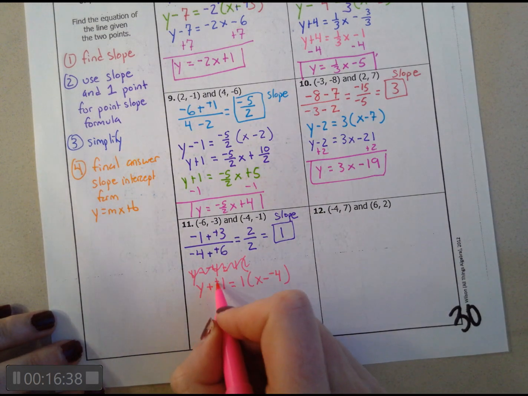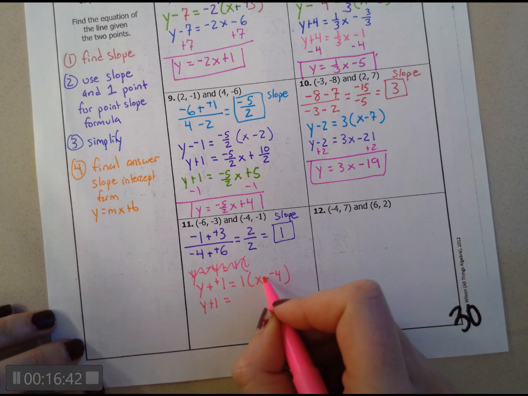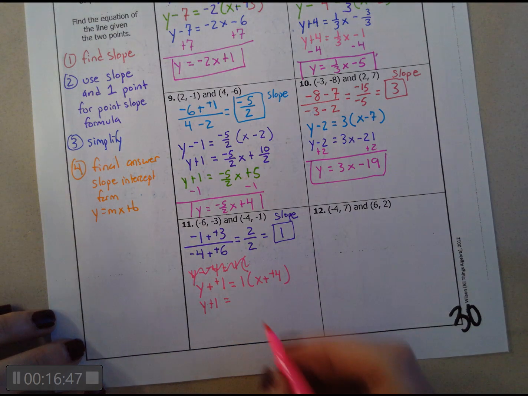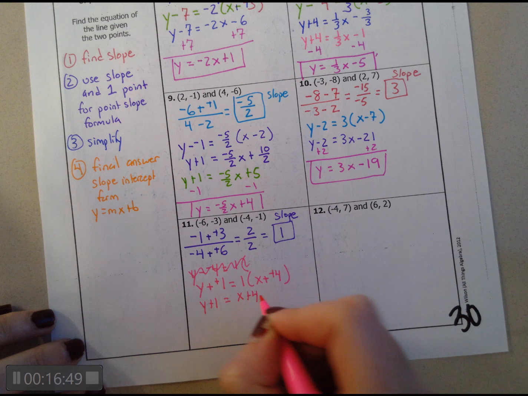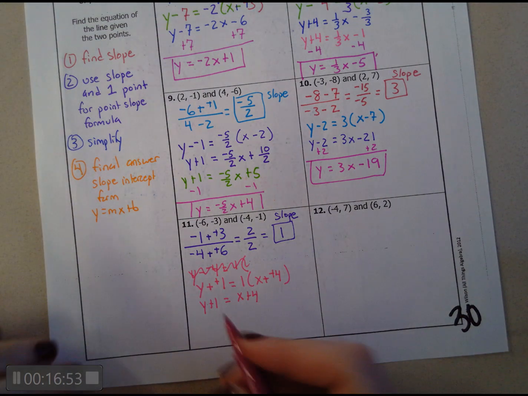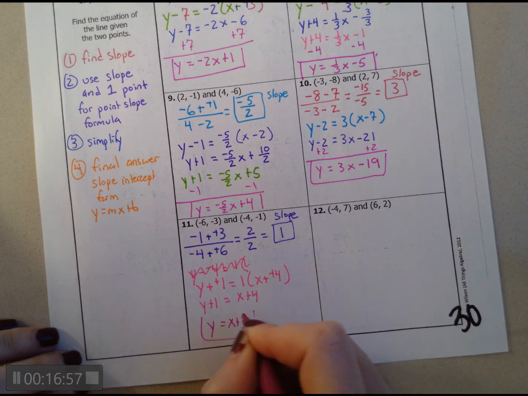Okay, so this will become positive, so y plus 1 equals, make this positive, distribute your 1. Well, anything times 1 is just itself, so we have x plus 4. And then we are going to subtract the 1 to get y equals x plus 3.